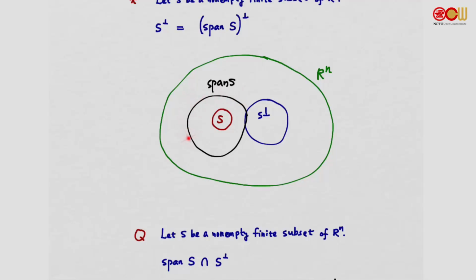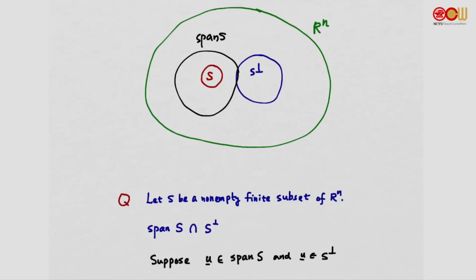So it's the blue and black sets' intersection. What would be the intersection? Well, if we consider a vector in the intersection, suppose we have a vector U in span S, and U is also in S perp. Let's see what kind of property U has to satisfy.